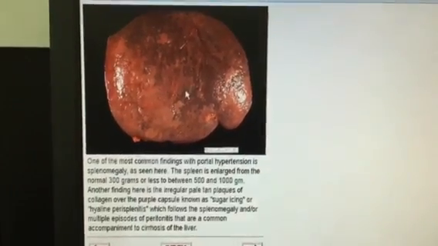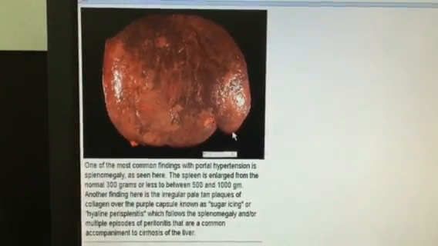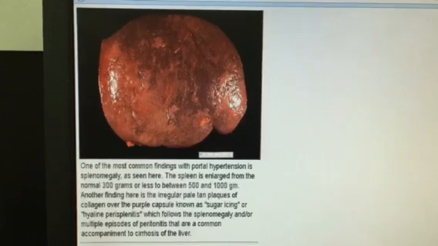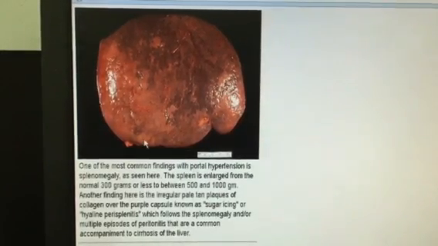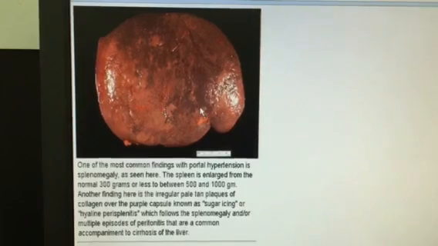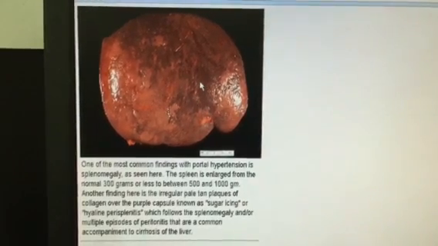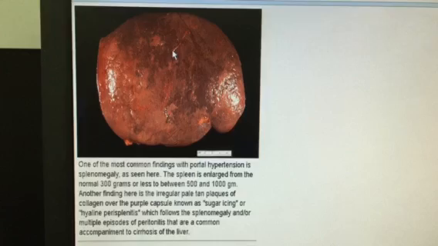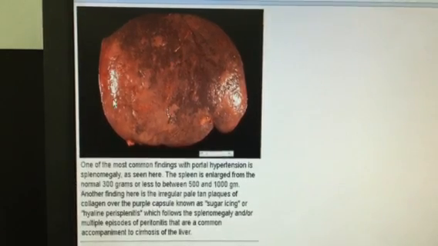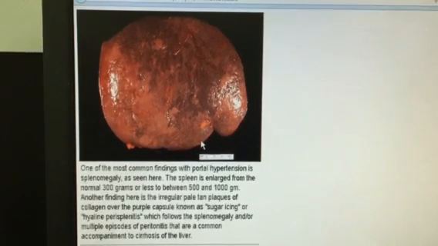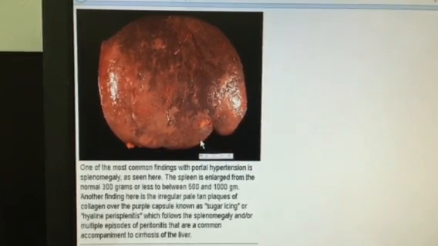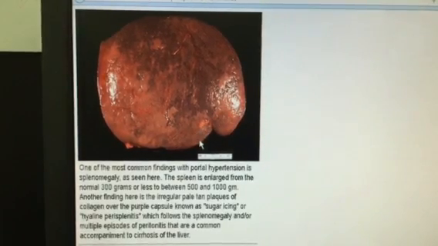This is the spleen, but this is not the normal one. It is enlarged. The normal spleen weighs 150 to 300 grams. But this one is much higher in weight than the normal one, and we can see here the tan surface. Here also the pale tan surface. This is called sugar icing or hyaline splenitis. This splenomegaly can be the result of cirrhosis and portal hypertension.